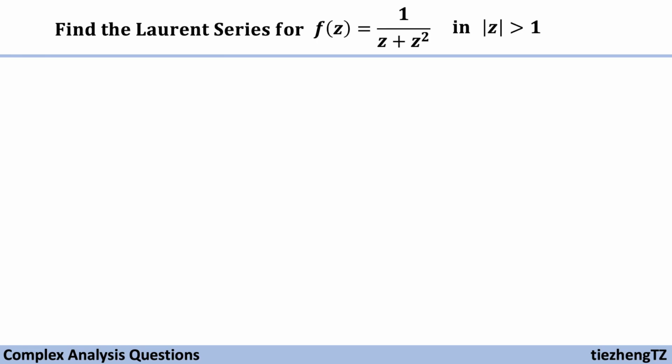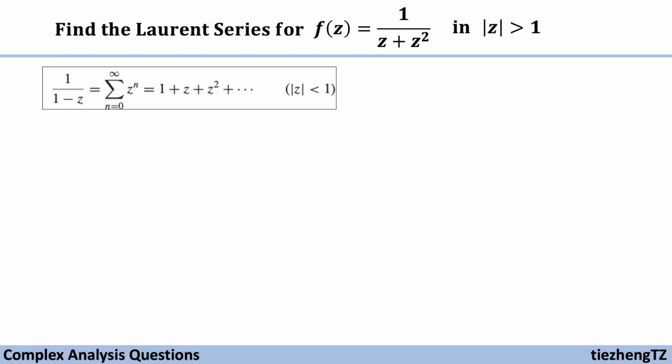In the previous video, we already introduced how to find the Laurent series for this function in the domain from 0 to 1. And in this short video, we are going to introduce how to find the Laurent series for the same function in a different domain, which is the absolute value of z is larger than 1. So first, we know we are still going to use this format to figure out the Laurent series.